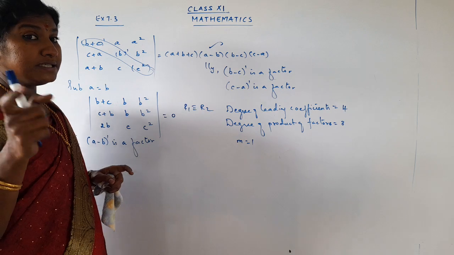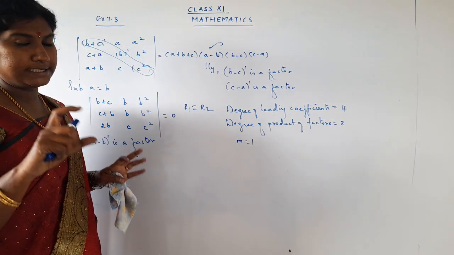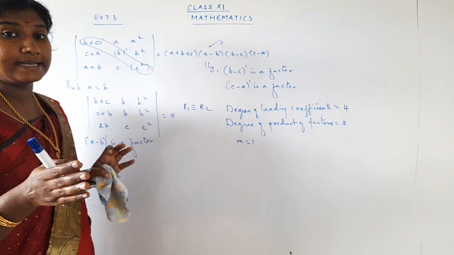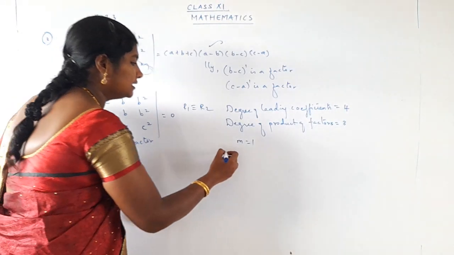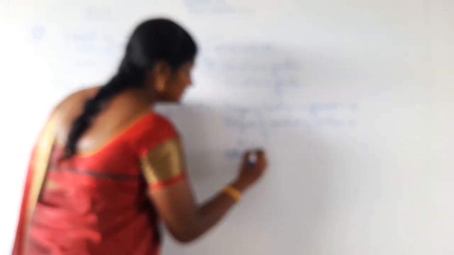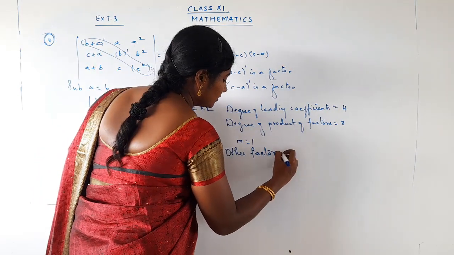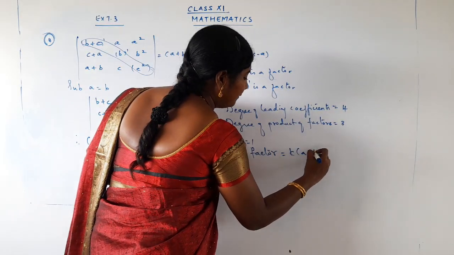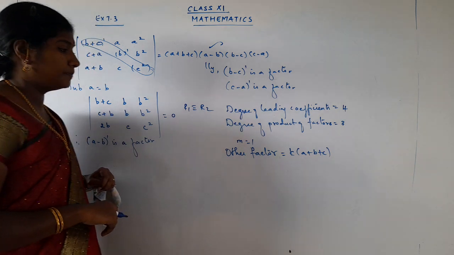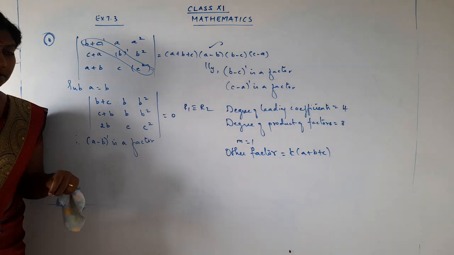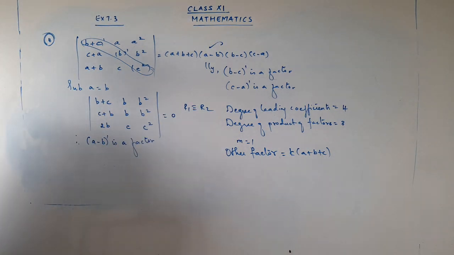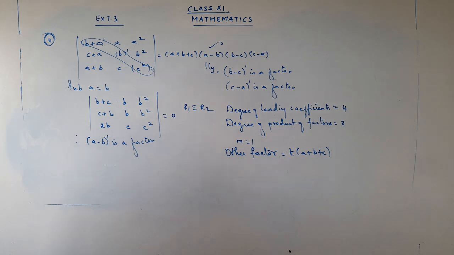If you get m is equal to 0, the constant is taken as k. The other factor is taken as k. If you have m is equal to 1, you have to take the other factor as k into a plus b plus c. This is the procedure. Already we have taken down these other points, remember. So we get other factor is equal to k into a plus b plus c.